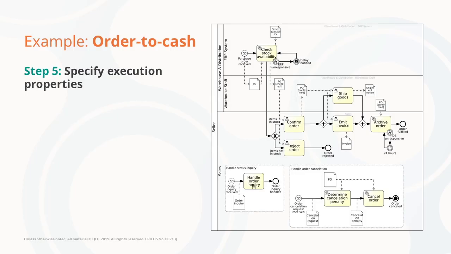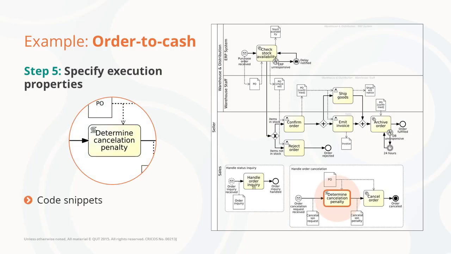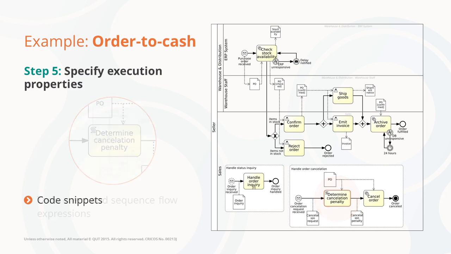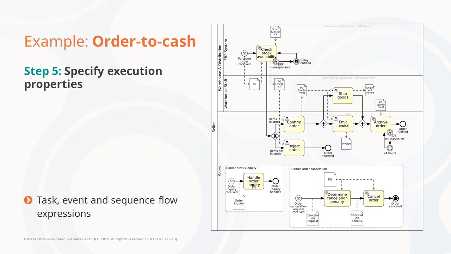So for script tasks like determine cancellation penalty, we need to specify the script. And here the BPMN specification pretty much leaves us the freedom to choose the scripting language of our preference. So for example, again here Oracle and IBM utilize JavaScript, Camunda Fox for example utilizes Groovy, whereas Bizagi utilizes a proprietary scripting language. Then we also need to specify expressions for task, event, and sequence flow.